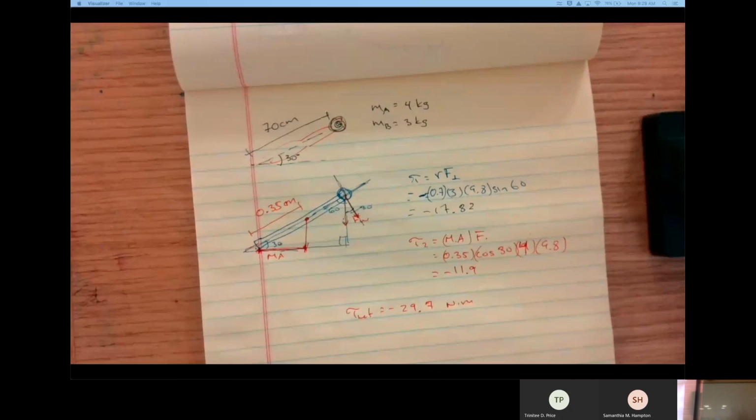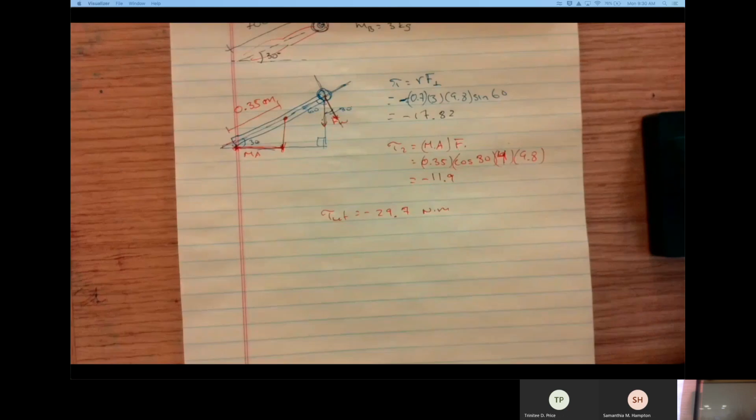Okay, so it's a little bit lower than what we had when the arm was perfectly parallel to the ground. Okay, makes sense?